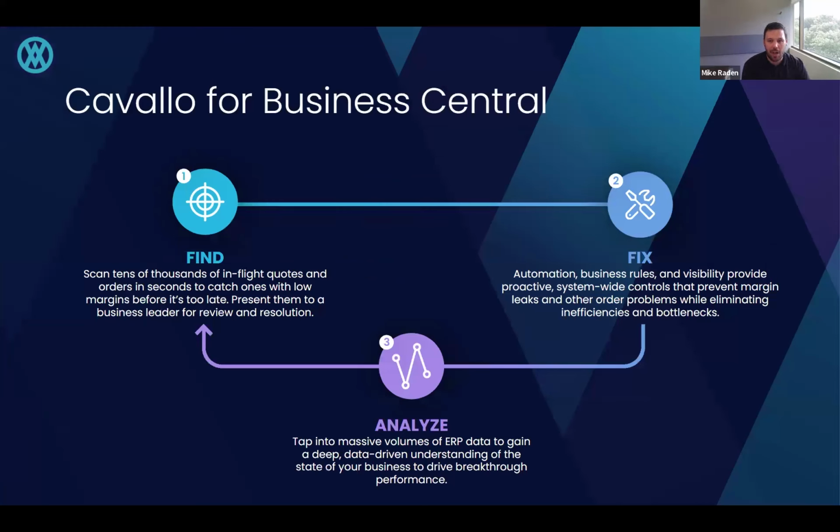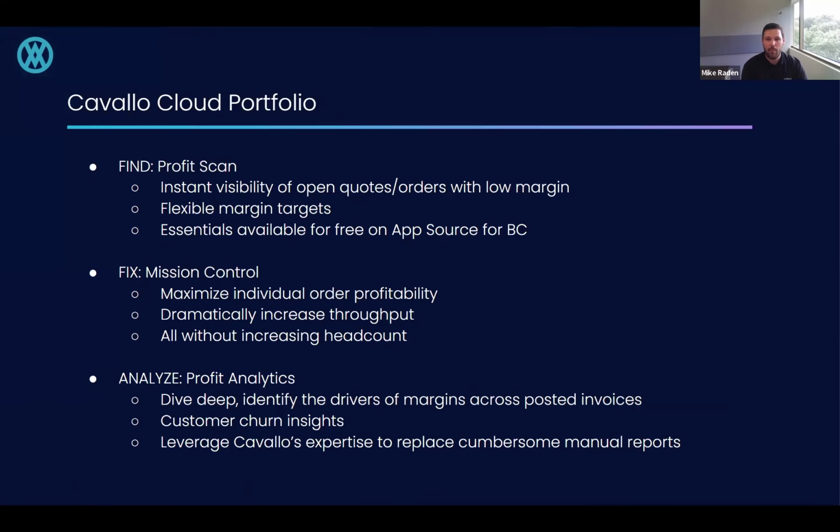I mentioned I would talk briefly on our expanded Business Central footprint. We currently have 3 products for Business Central users that we can categorize by 3 key groups, what we like to call find, fix, and analyze. Find is where we would categorize Profit-Scan that we looked at today. Fix is our mission control product, and analyze would be our profit analytics platform, which I'll move to the next slide just to talk a little bit more on these.